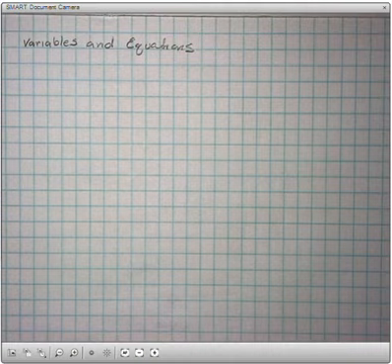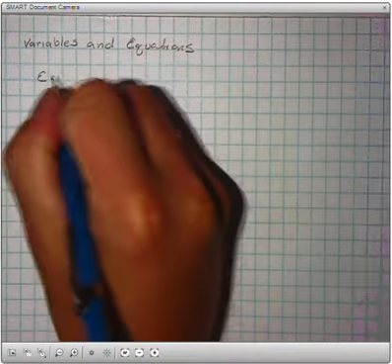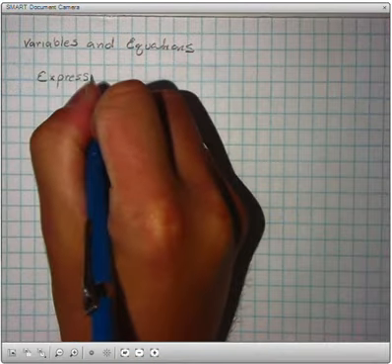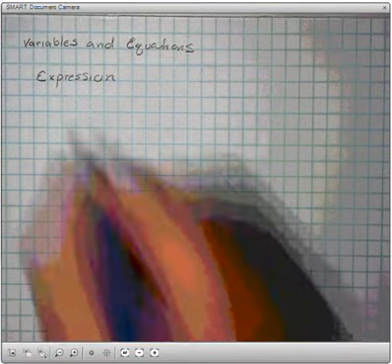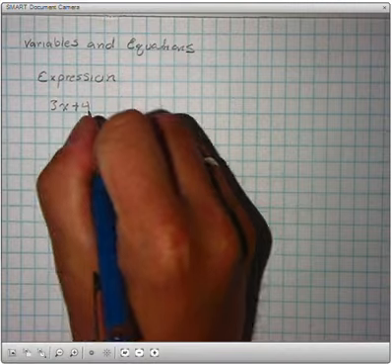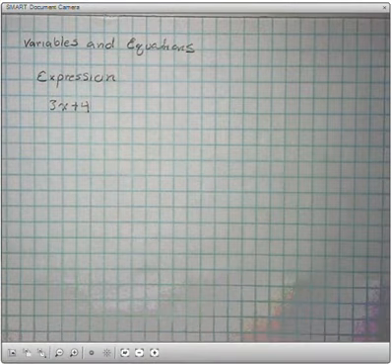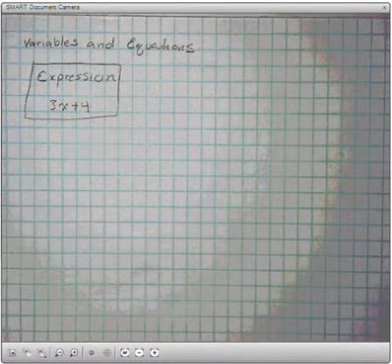Look at expressions. We looked at expressions, and we said that an expression was something that had no equal sign. So it was just like a number sentence. Something like 3x plus 4. And last week it told us what the x was, and then we had to use order of operations and simplify that. That is our expressions. An expression does not have an equal sign.